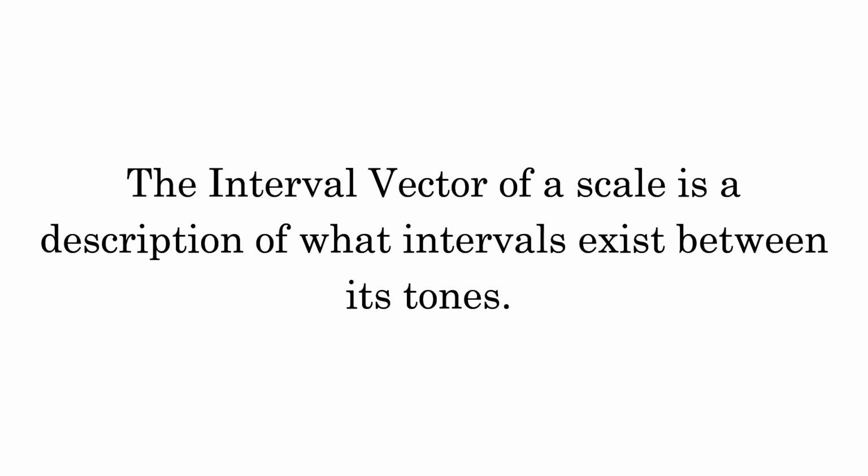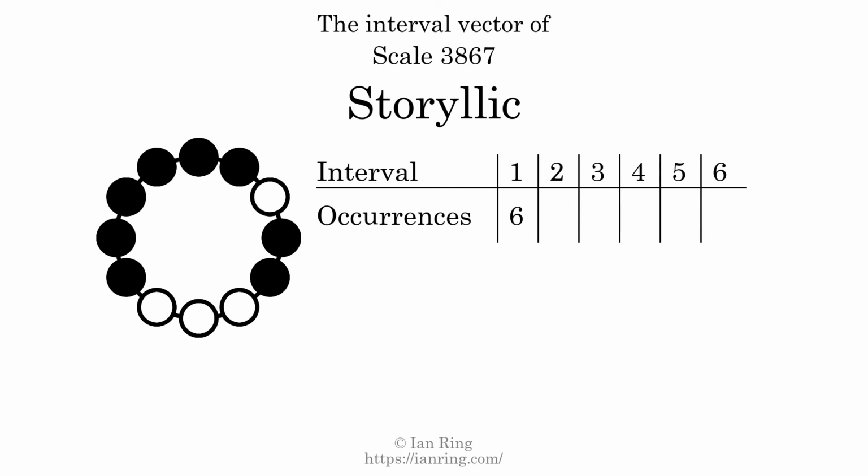The interval vector of a scale is a description of what intervals exist between its tones. There are 6 intervals with a size of 1 semitone. They are here, here, here, here, here, and here. There are 5 intervals with a size of 2 semitones. They are here, here, here, here, and here.